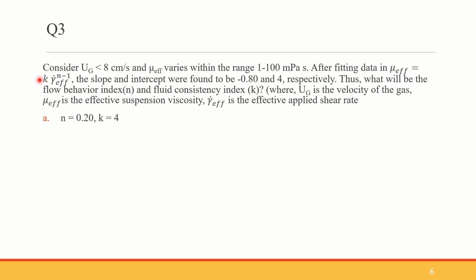So options are option A, n is equal to 0.2, k is equal to 0.4. Option B, n is equal to 0.15, k is equal to 1000. Option C, n is equal to minus 0.8, k is equal to 400. Option D, n is equal to 0.2, k is equal to 10,000. So I'll give you guys a minute time.